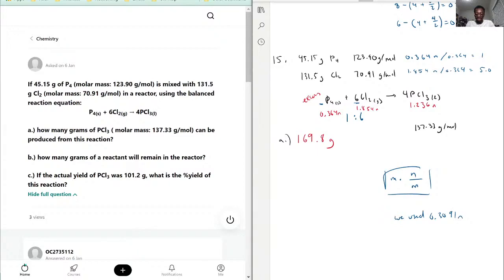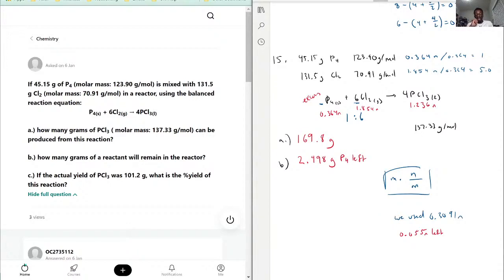So now we subtract to see how much is left, 4 moles, okay? So that is 0.055 left of the moles. And then now we convert it back to grams by what we did earlier, just multiplying. So multiply that times the 45.15, and we get our answer for B, which is 2.498 grams of P4 left.